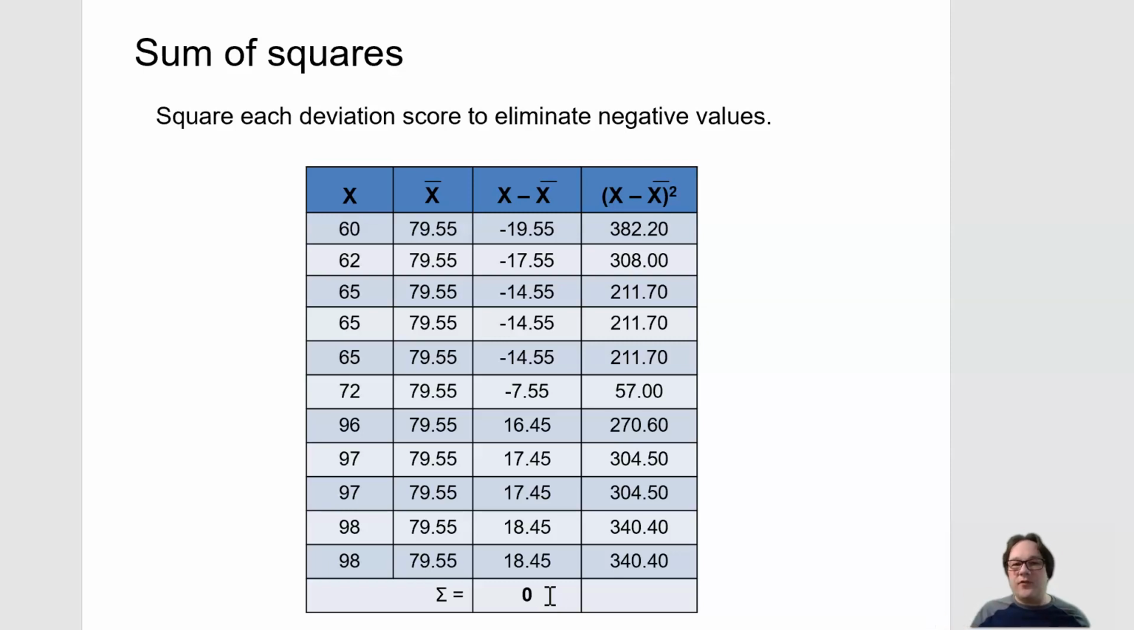Well, I need to transform the scores, and I'm going to do that by squaring them. And that's what this last column is. These are my deviation scores squared. Now I can add these up because there are no negatives in there. These values are not going to cancel each other out. So I can add up these new squared values, right?